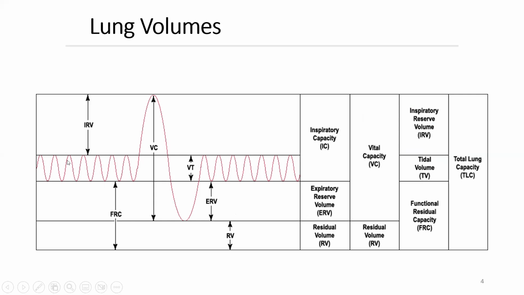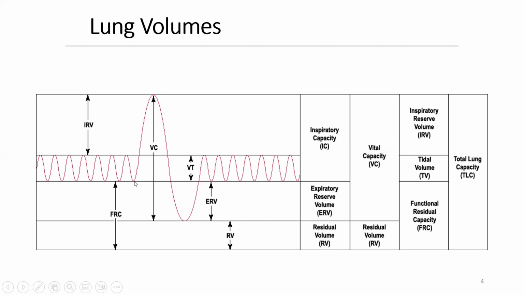This graph is very important to understand. We breathe in this area; this is the inspiration and the expiration. This is the tidal volume. During the pulmonary function test, we take a deep inspiration and then a deep expiration. And this is the residual volume, the air remaining in our lungs, so residual volume cannot be measured. This is the vital capacity, deep inspiration followed by deep exhalation. And this is the normal tidal volume.